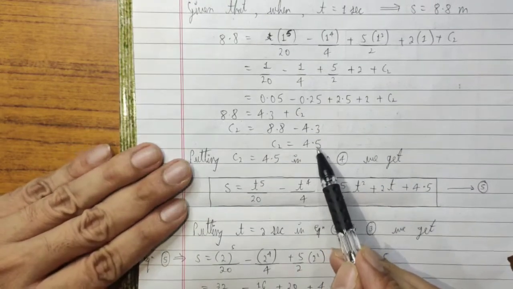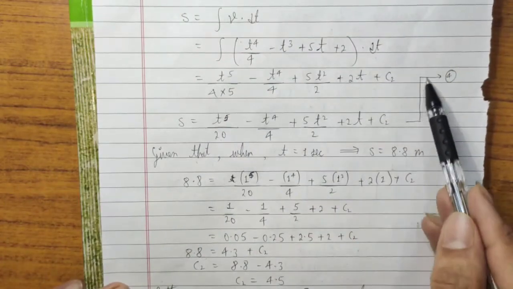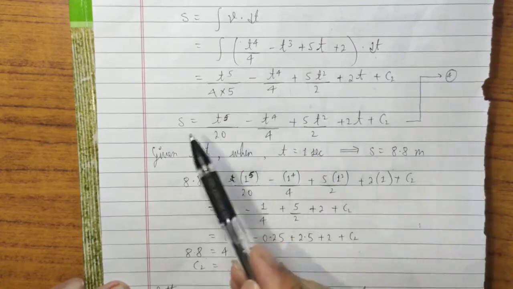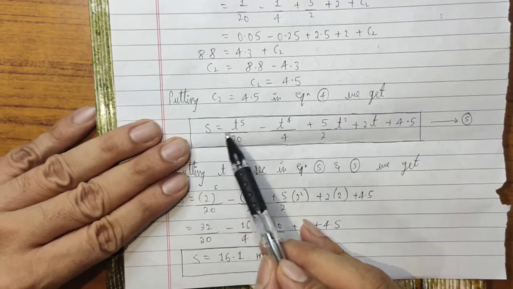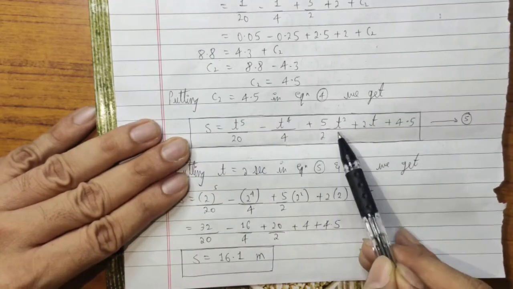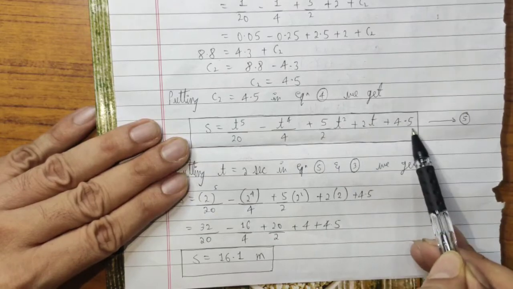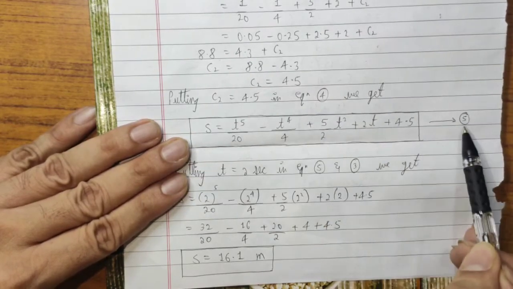So if we substitute c2 equal to 4.5 in this equation, equation 4, we will get the equation of s. So this equation will become s is equal to t raised to 5 by 20 minus t raised to 4 upon 4 plus 5 by 2 t square plus 2t plus 4.5. You have substituted the value of c2, plus 4.5. So this is our equation 5.